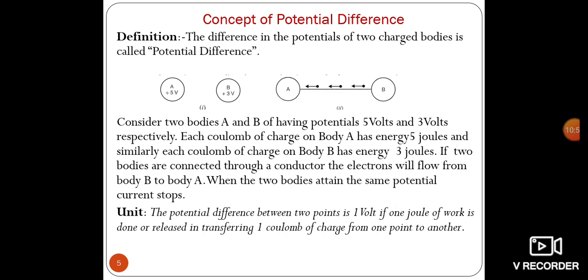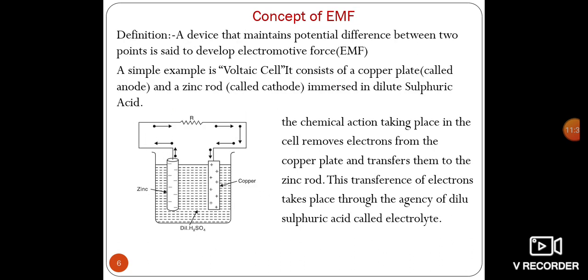The potential difference between 2 points is 1 volt if 1 joule of work is done or released in transferring 1 coulomb of charge from one point to another. That is, the amount of work done to move the charge is 1 joule for 1 coulomb, then the potential difference is said to be 1 volt.